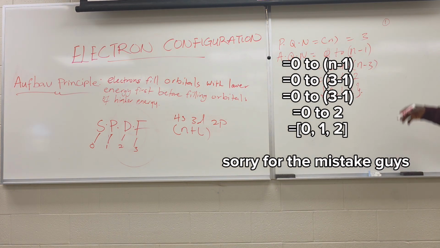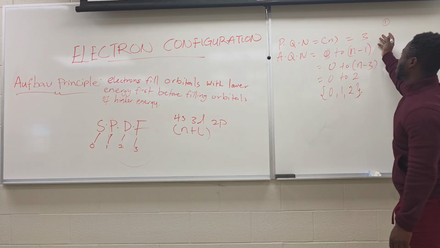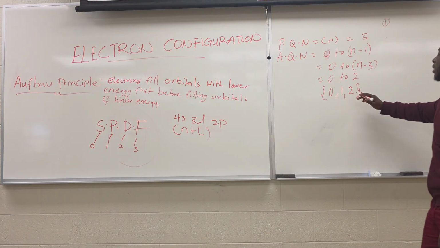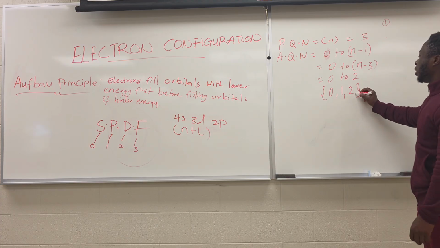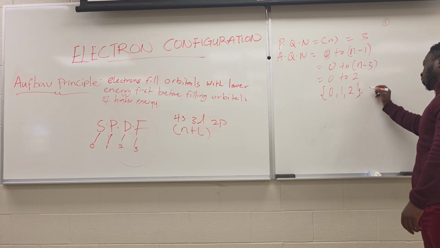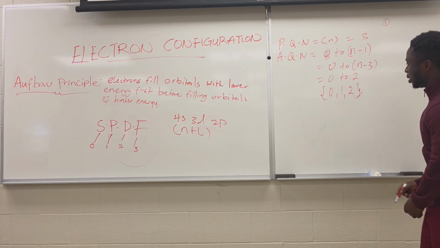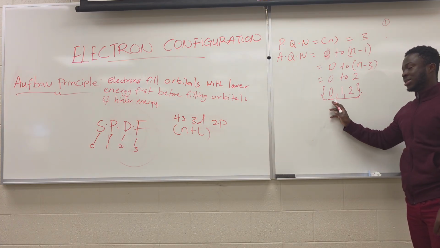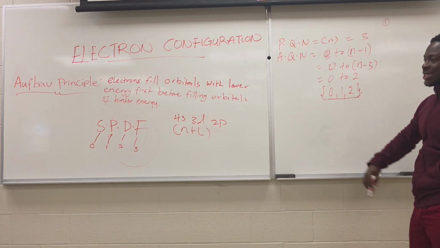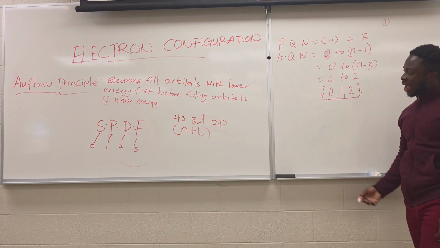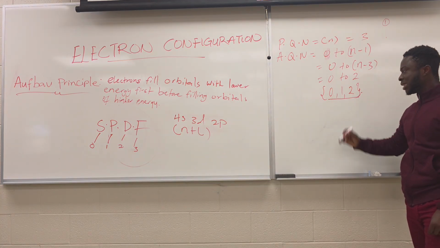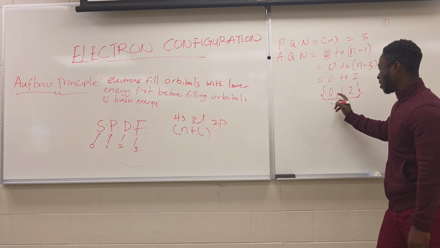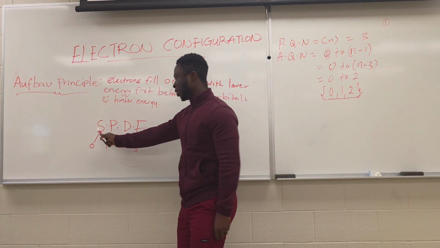Now assuming our principal quantum number was 4, this will be 0 to 3, and therefore it will be 0, 1, 2, 3, right? That is how it would be. These azimuthal quantum numbers represent the subshells. And the 0 represents the s subshell, as I put over here.